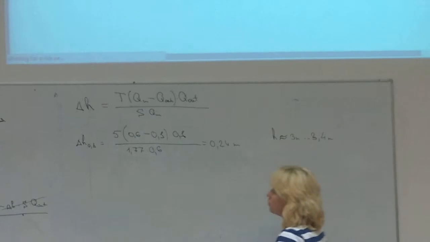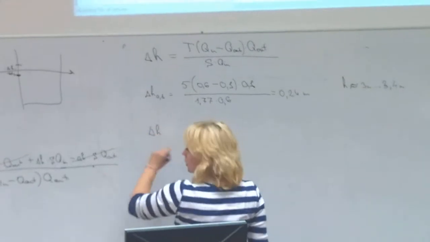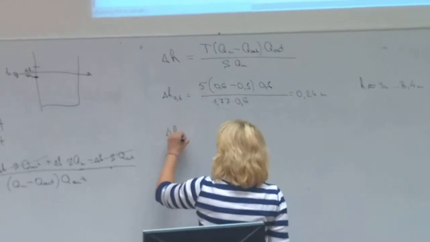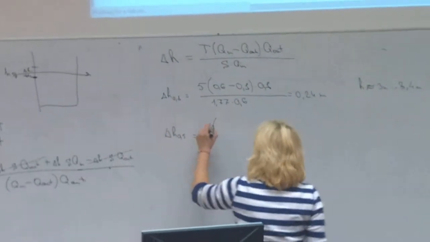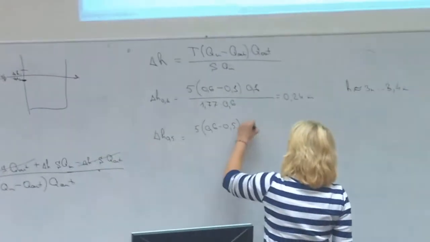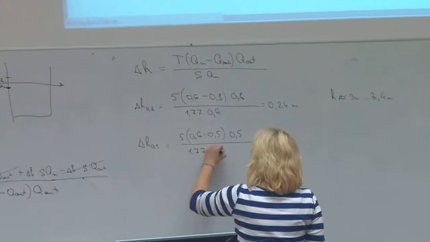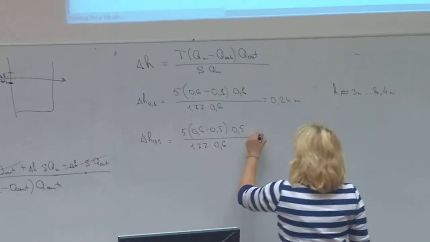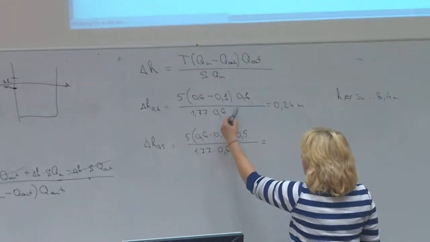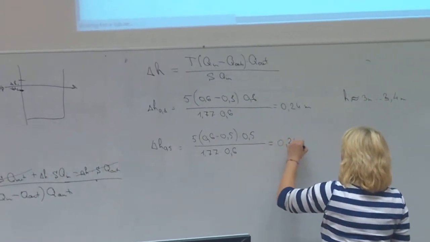In case of the maximal outflow, we have such a case: 6 minus 5 multiplied by 0.5, and here 0.6. So basically the same situation. Here we have 0.5, and here we have 0.1. So as you can see, the same.